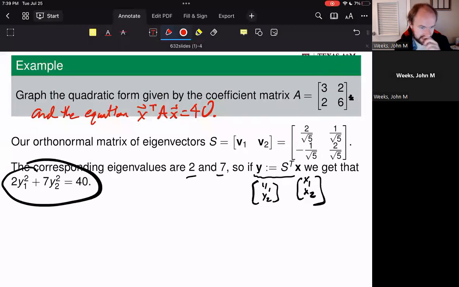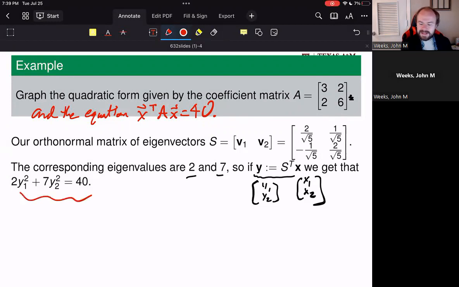My apologies on this. For the rest of the slide, let's read the example like this. Let's graph the quadratic form given by the coefficient matrix A equals 3, 2, 2, 6, and the equation X transpose AX equals 40. So 40 is where that came from. That allows us to set everything into an equation. And we notice once again that the system we get, working with y1 and y2, gives us an ellipse.